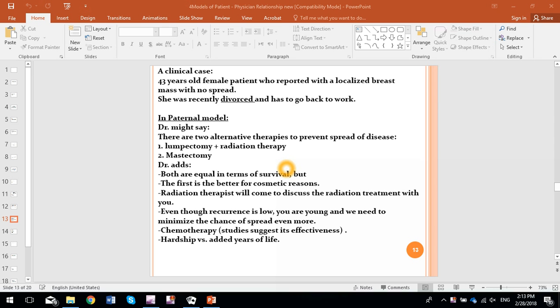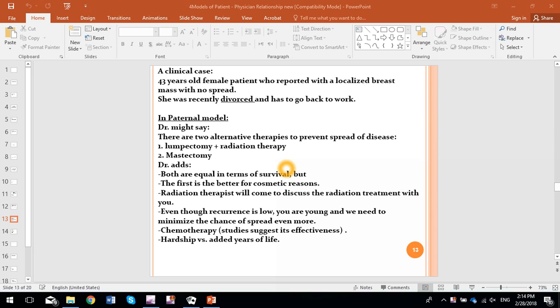Chemotherapy. Chemotherapy, some studies, and this is the physician's talk, some studies suggest that it is effective in preventing or delaying the spread of the disease. Chemotherapy, again, he adds that it is a hardship versus an added years of life. Hardship, the bad side effects of chemotherapy versus an added years of life. By using chemotherapy, maybe we can add some years of life.